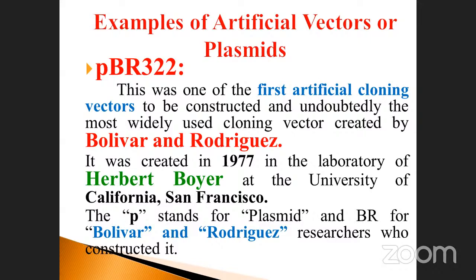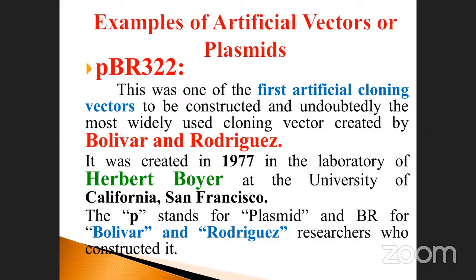So, once again, you are all welcome to the biology class. Last class, we discussed that there are two types of vectors: one is natural, and the other is called artificial. Here, we are going to discuss in depth what is meant by artificial vectors, how they are constructed, who discovered them, and where they were discovered. All those things we already discussed in the previous classes.